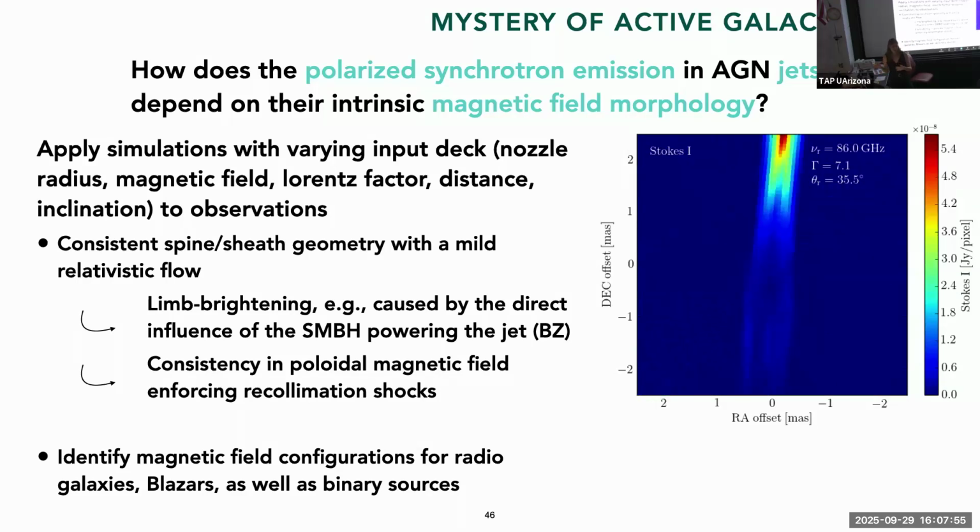for 3C84, for example. But between different magnetic field morphologies, we found a limb brightening in the poloidal case, which could be linked to the influence of the supermassive black hole powering the jet, so the Blandford-Znajek jet launching mechanism. And we found a consistency with the highlighting of the recollimation shock region. And then we identified magnetic field configurations for radio galaxies, blazars, and also binary sources, which I didn't show today.